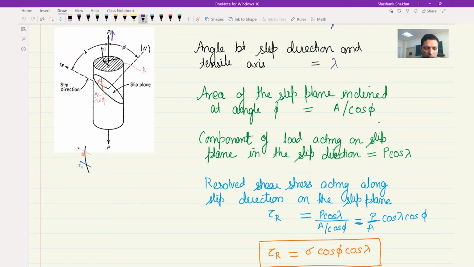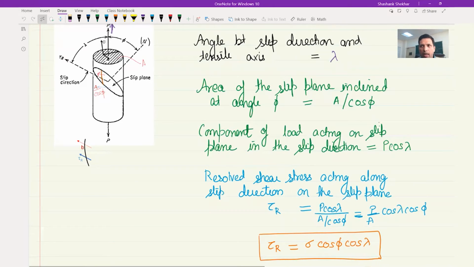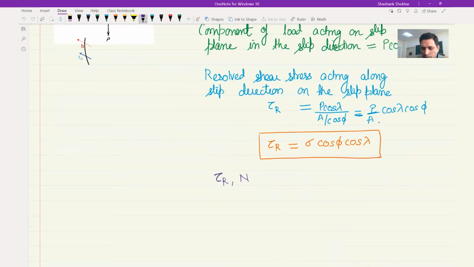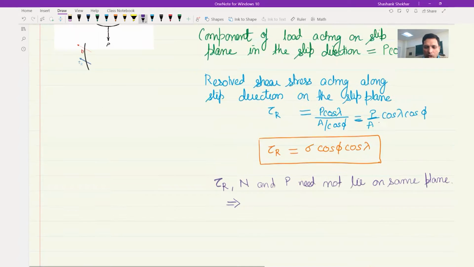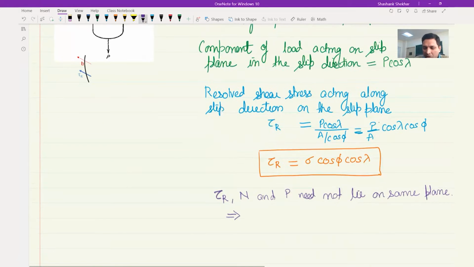For example, the Burgers vector could have been pointing in this direction, so this whole thing would have been rotated like this. Therefore, tau r, p, n would be here, and the p and n would be here, and the tau r and p would be like this. So in the general case, tau r, p and n need not lie on the same plane. And the corollary for this is that phi plus lambda need not be equal to 90 degrees.